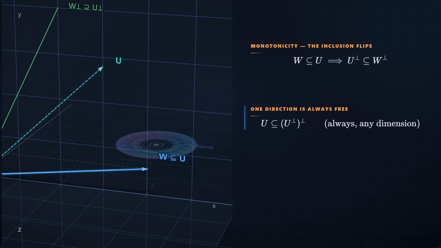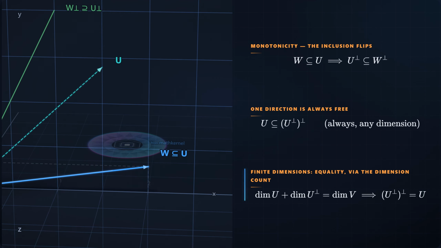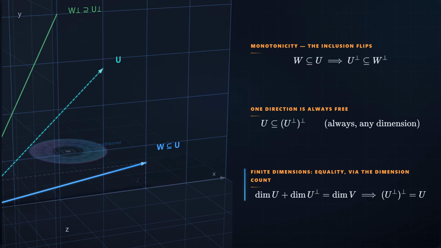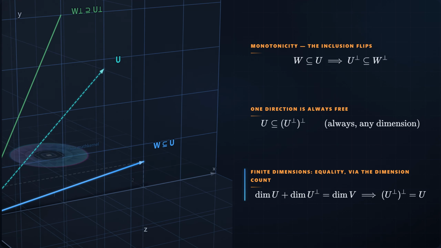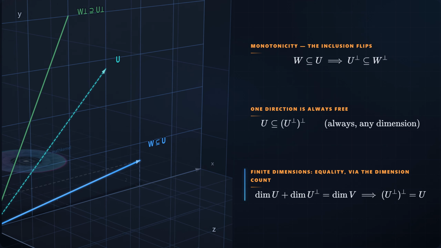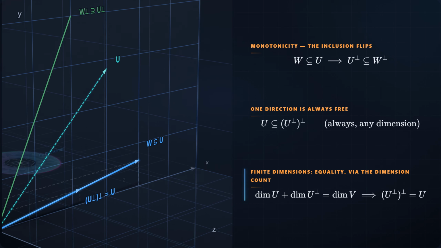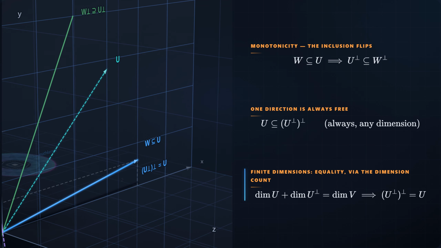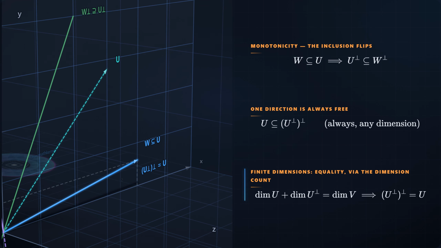Take the complement twice. And you'd hope you land right back where you started, at U. You always get at least U. Every vector of U is trivially perpendicular to everything that's perpendicular to it, so U sits inside its double complement in any dimension. But full equality, getting exactly U back, needs finite dimensions, where the counts line up.